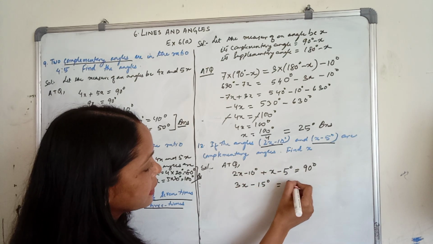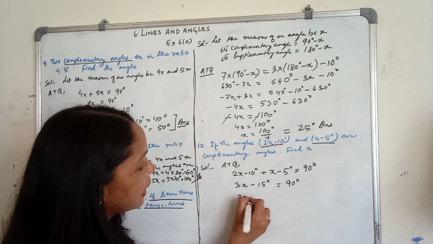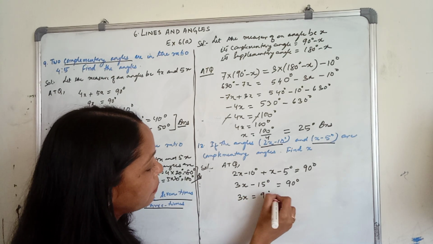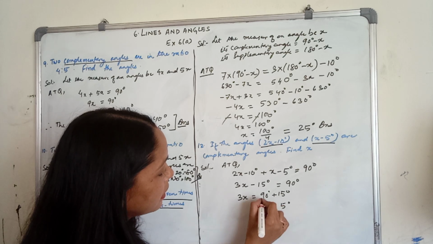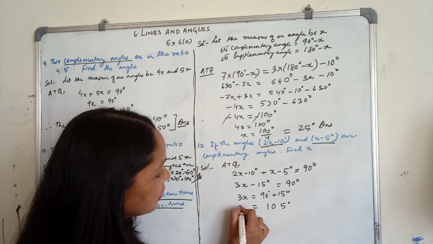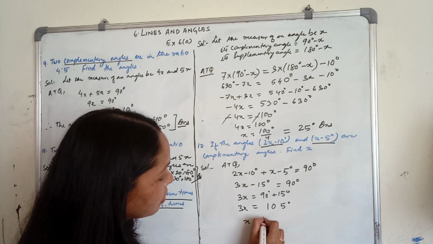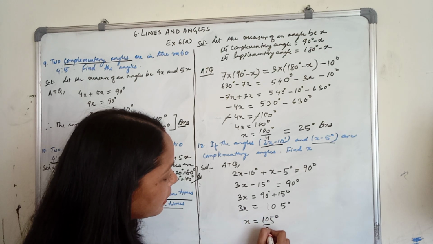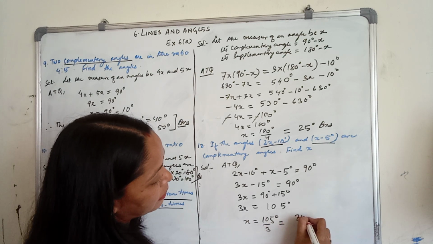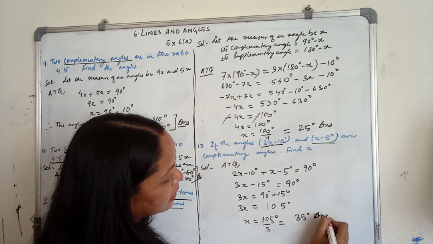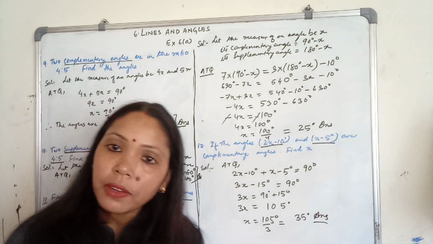Which is equal to 90 degree. So 3x equal to 90 degree plus 15 degree. So this is 105 degree. So x equal to 105 degree divided by 3. So 3 3s are 9, then 3 5s are 15. So answer will be 35 degree.